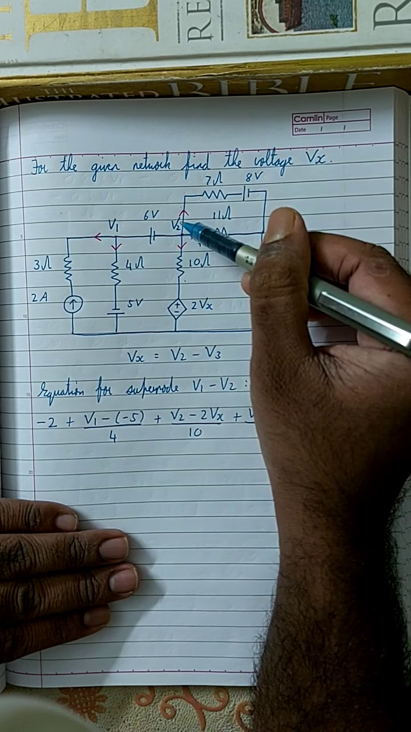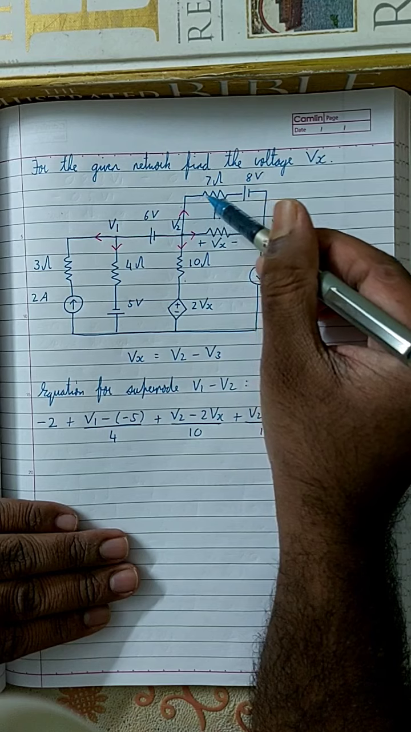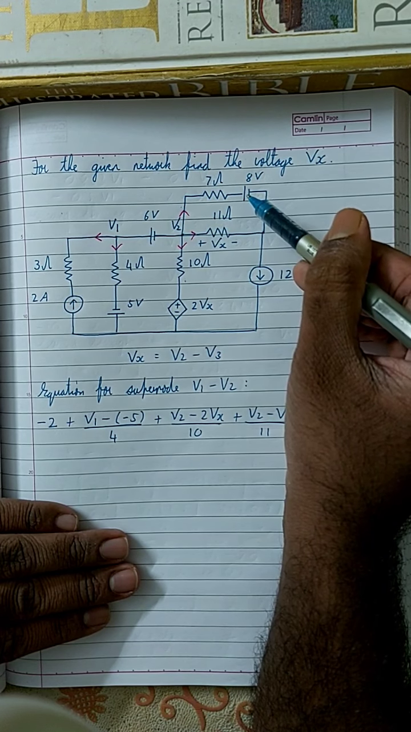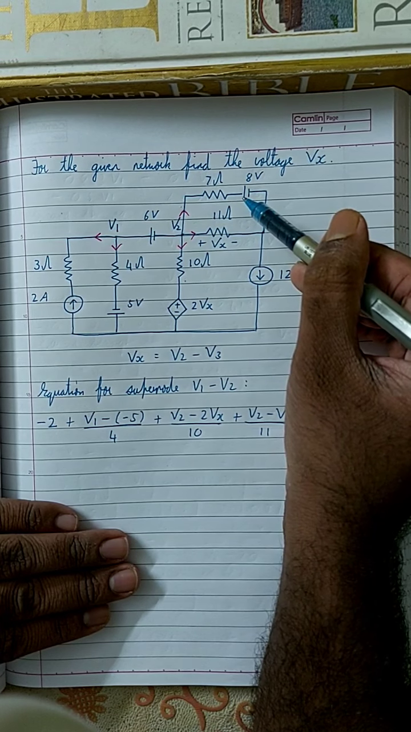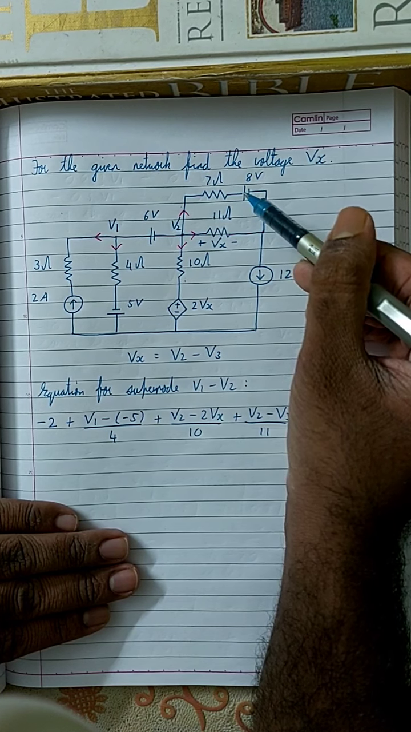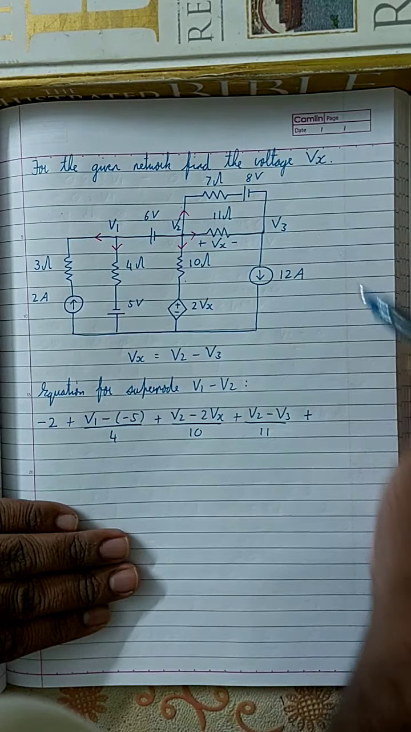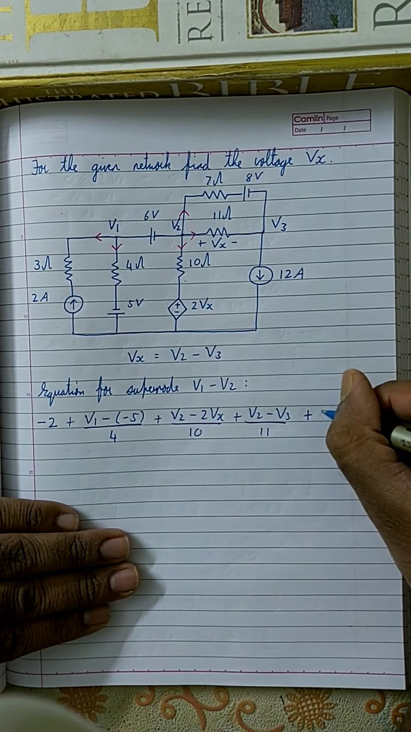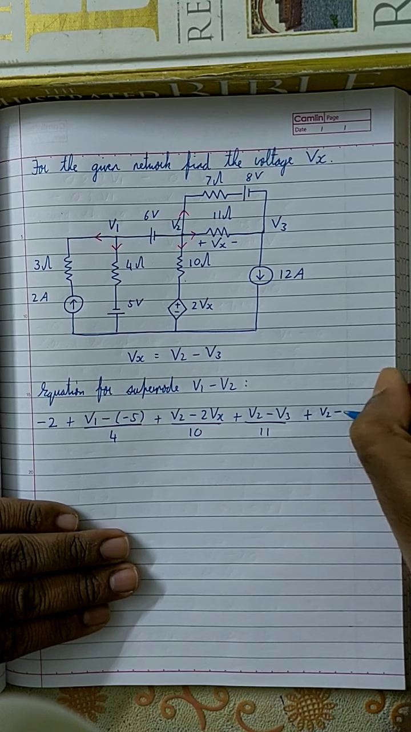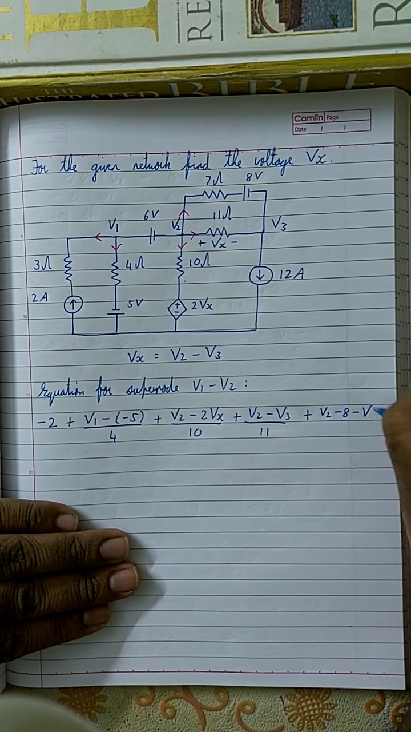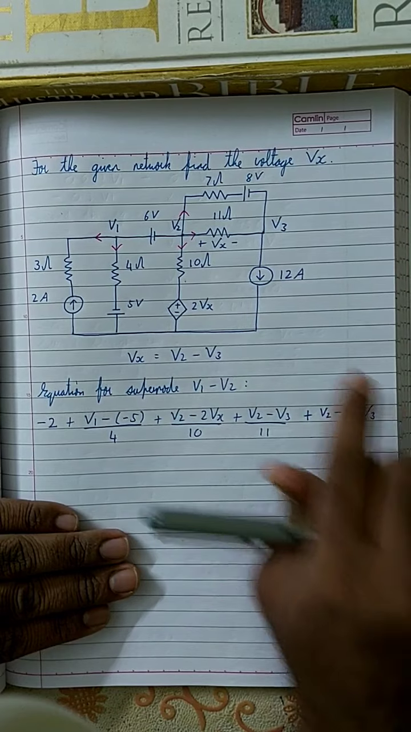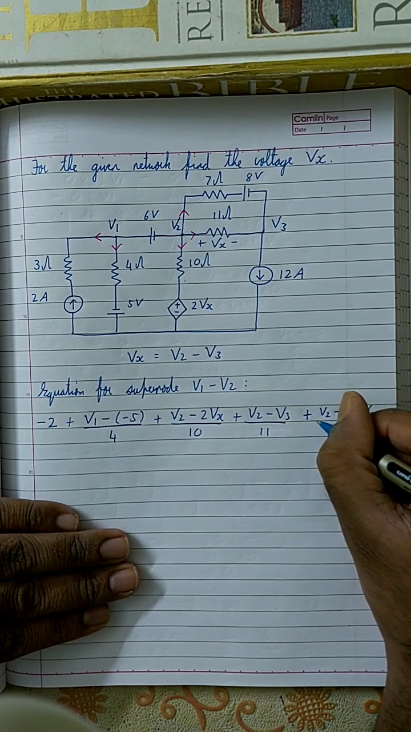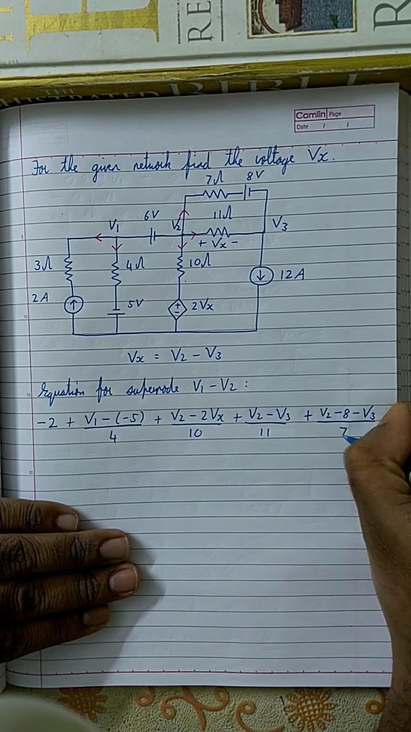Look at the direction of the current. This current is flowing like this. It is flowing into the positive terminal, which means this positive terminal is not generating current, it is opposing current. So therefore the voltage across the 7 ohm is V2 minus 8 minus V3. So the current across the 7 ohm is V2 minus 8 minus V3 by 7.